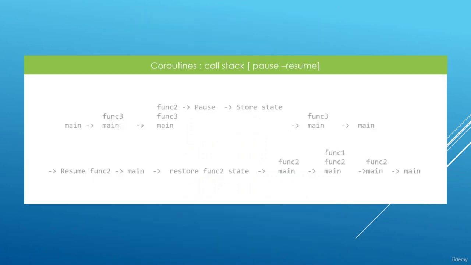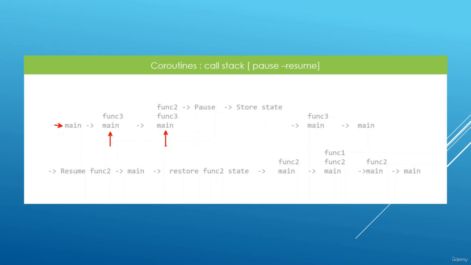So we're going to have a situation like this. At the start, we will start from the main function. The main function is going to call func3. We will have a situation like this. Func3 is going to call func2, and func2 is going to be at the top of our stack. This is the situation we will have here.